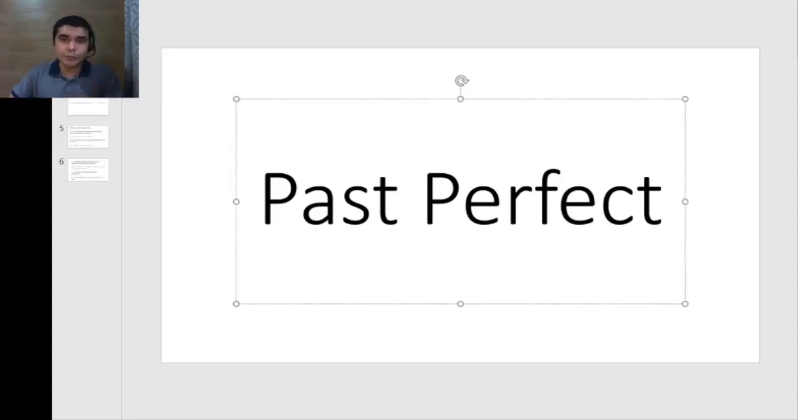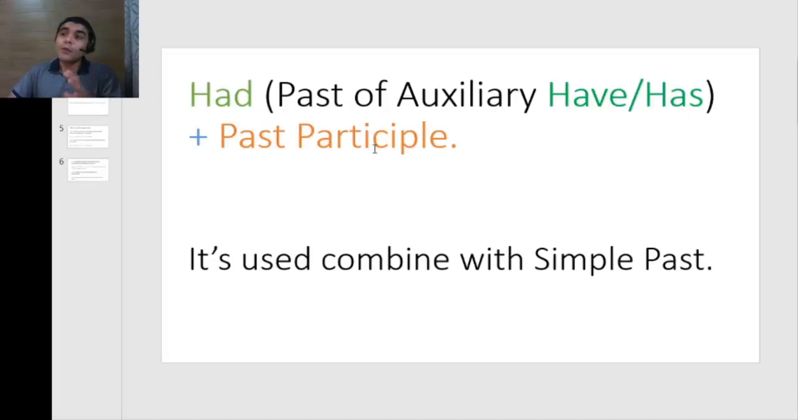Okay, first, how does it work? What is the structure that we have to expect in past perfect? We use had, which is the past of the auxiliary have or has. In present perfect tense, we use have or has as an auxiliary. In past perfect, we use had instead, plus the past participle. If you see, it's exactly the same structure. And this specific verb tense, when we are describing situations, is commonly used with simple past.